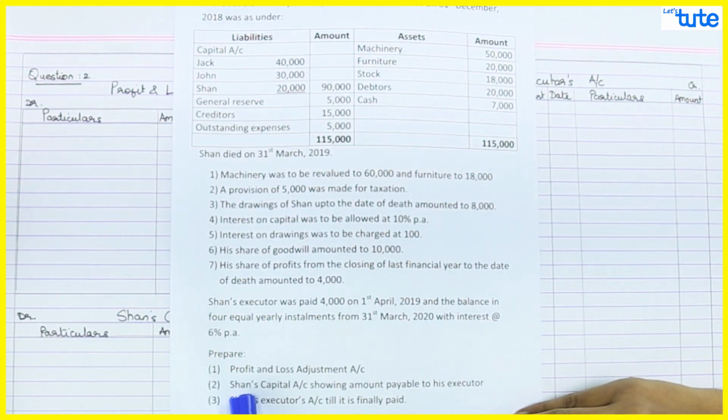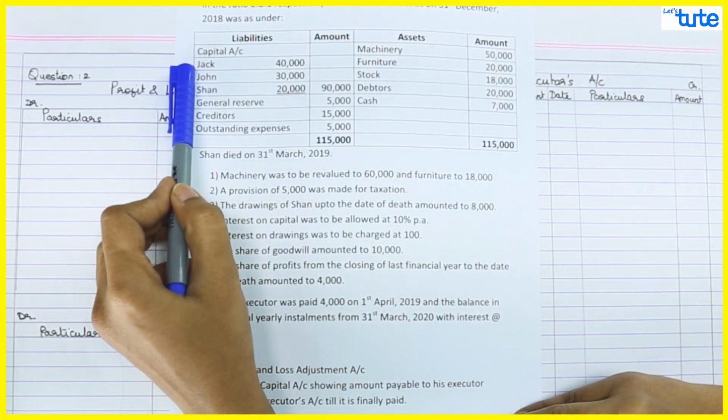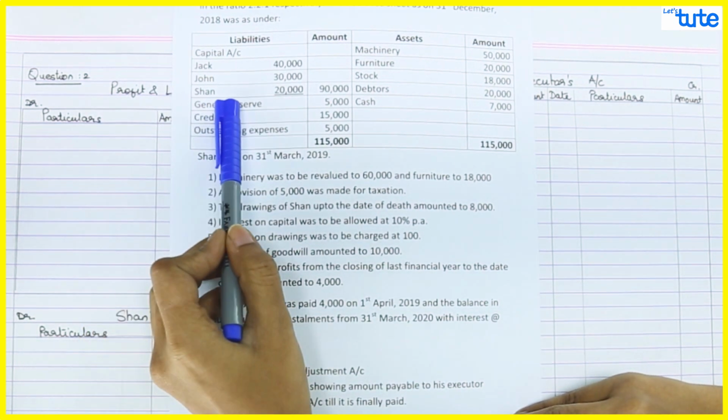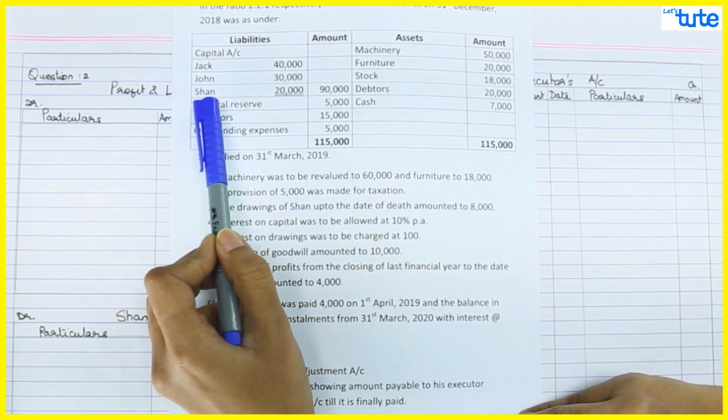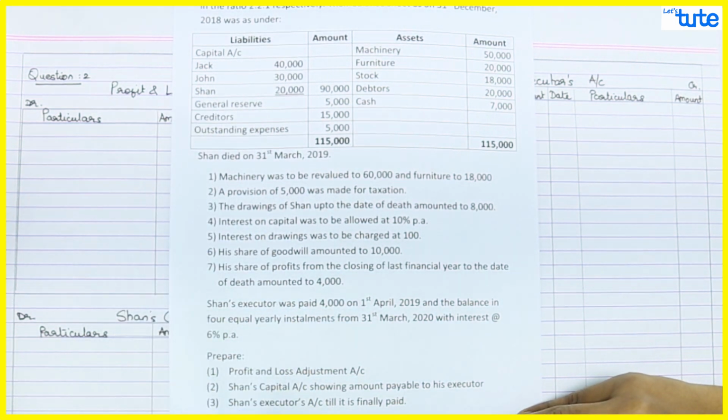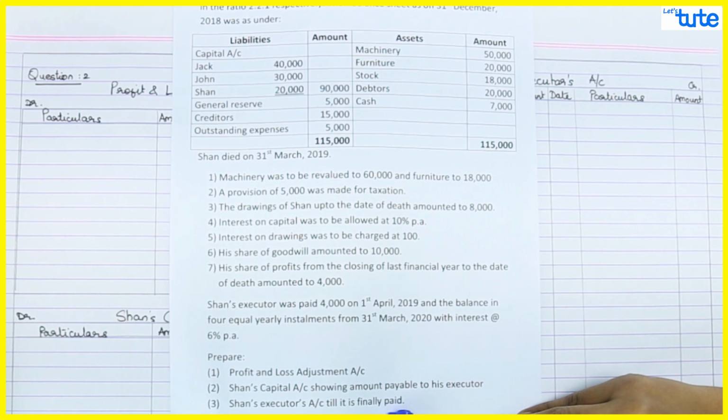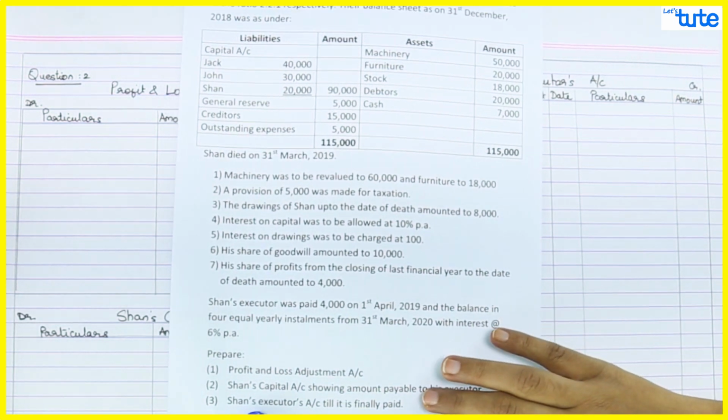So over here we are not required to prepare partners' capital accounts for all the 3 partners. We just need to prepare the account for Mr. Sean, and Sean's executor account till it is finally paid. So now this is a different thing.